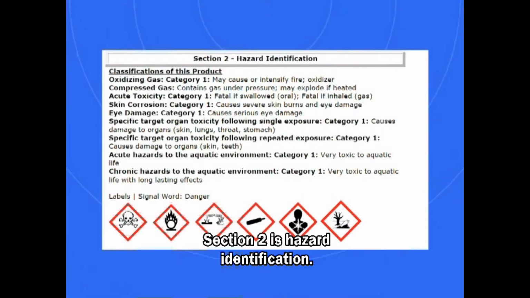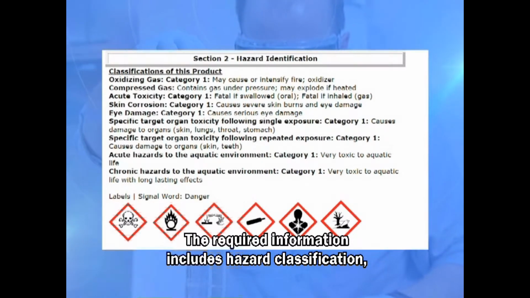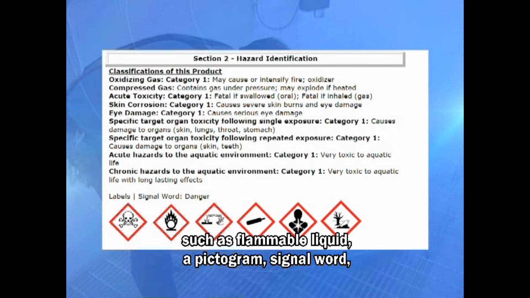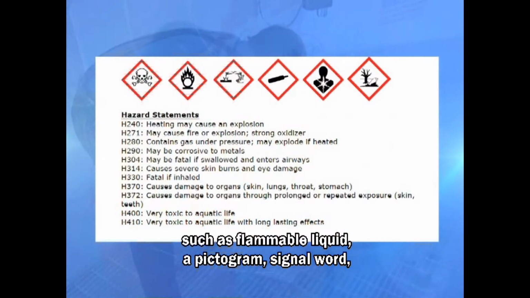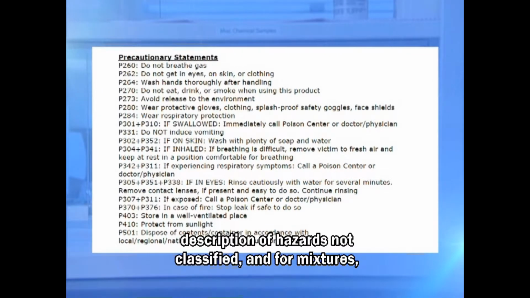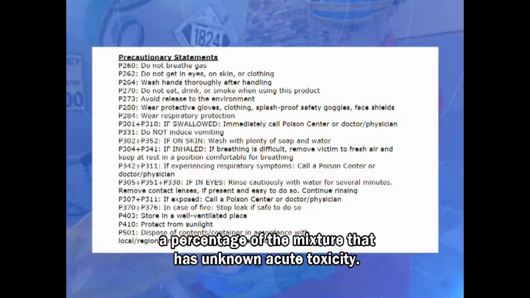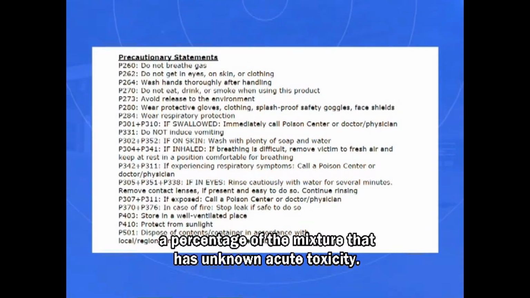Section 2 is hazard identification. The required information includes hazard classification such as flammable liquid, a pictogram, signal word, hazard statement, precautionary statement, description of hazards not classified, and for mixtures, a percentage of the mixture that has unknown acute toxicity.